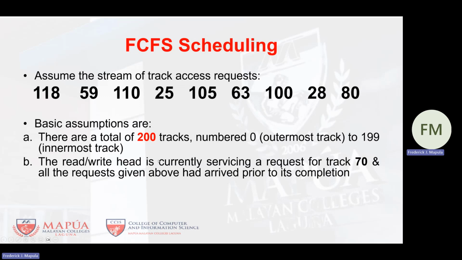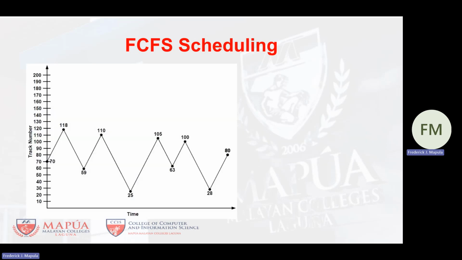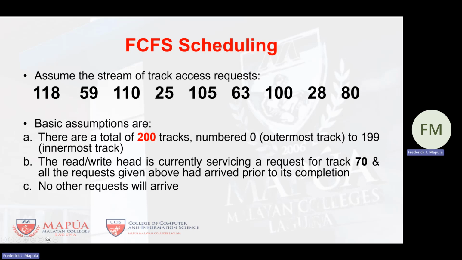The read-write head is currently servicing a request for track 70, and all the requests given above have arrived prior to its completion. Okay? No other request will arrive. So this is the sample. From 70, as we said, the read-write head is currently servicing a request for track 70. It is currently servicing track 70.